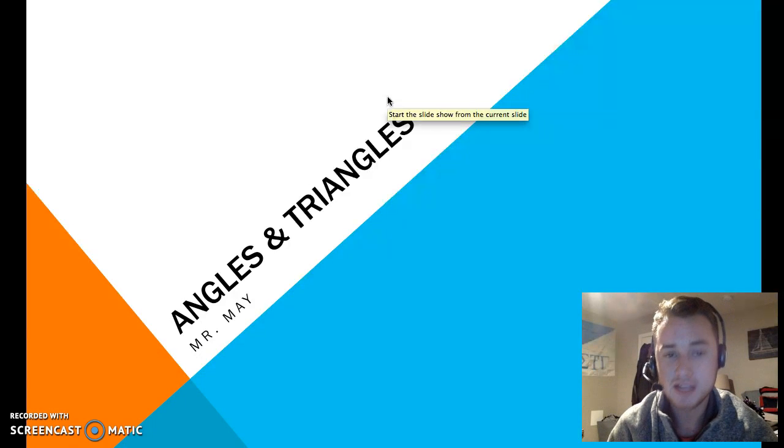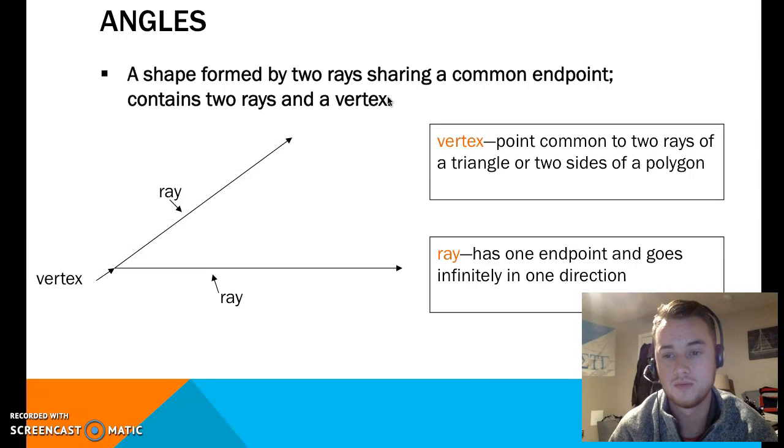Now I want you to take a moment and think about what you may already know about angles and triangles. You may know that an angle has a vertex and a ray. So let's go ahead and review. An angle is a shape formed by two rays. They share a common endpoint, and this angle contains two rays and one vertex.